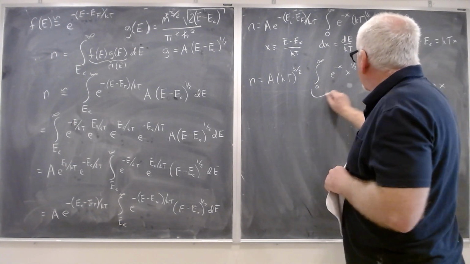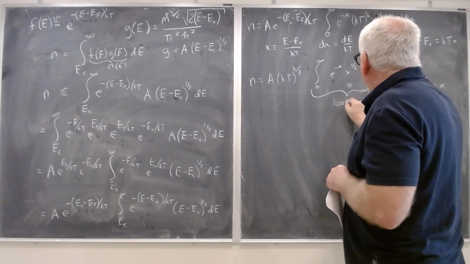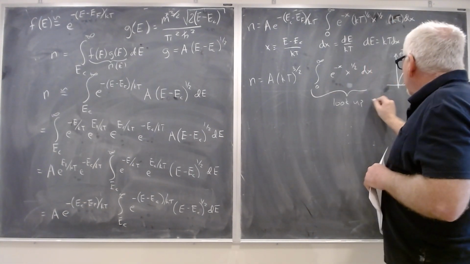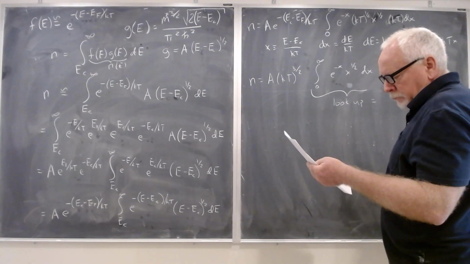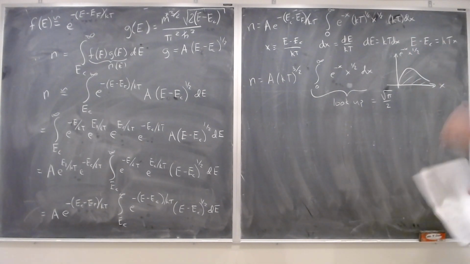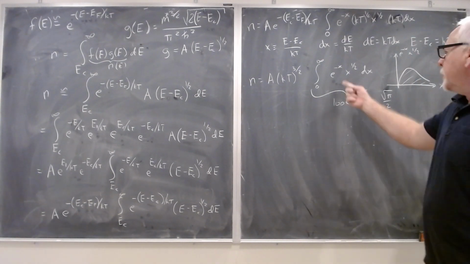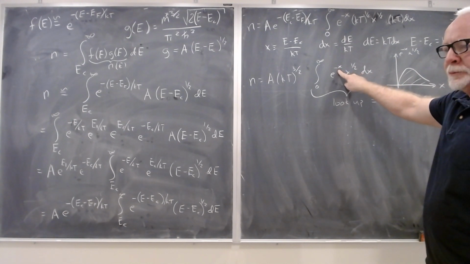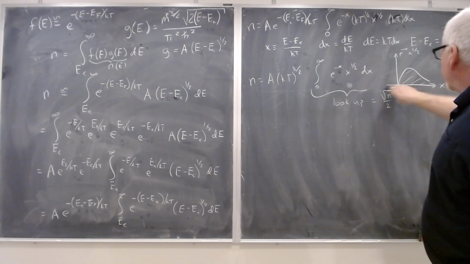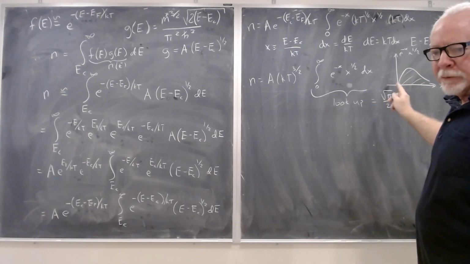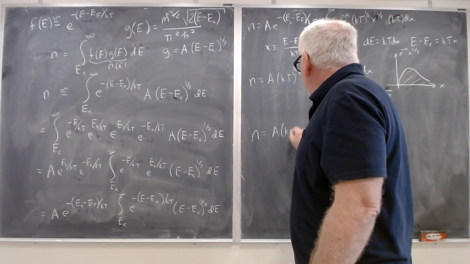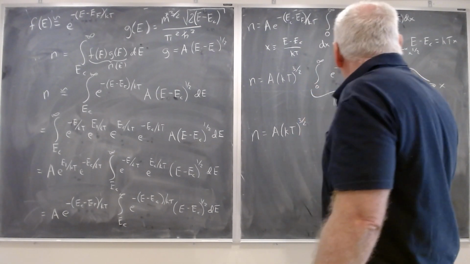Basically, you look it up. It's one of those table of integrals things, and it's equal to, I always have to look at it, remember, square root of pi over 2. Because we've rendered it with this dimensionless variable x, when you integrate the whole thing, it has a finite value that's independent of everything else you're doing. So n is equal to A kT to the 3/2 times the square root of pi over 2.